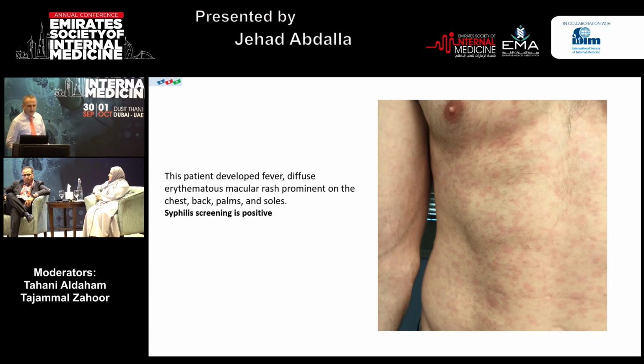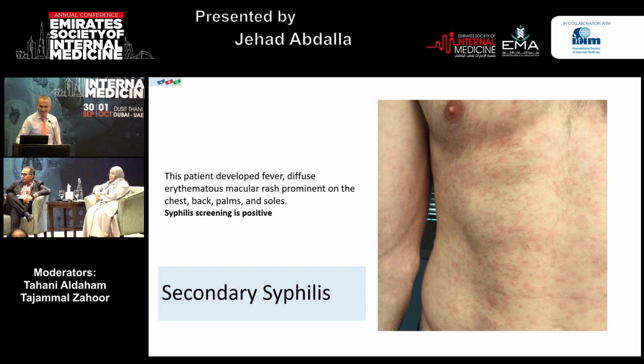So this is a guy with positive syphilis screening and skin rash. What stage of syphilis is this? And it's maculopapular rash all over. Which stage? Secondary. What's the primary? It's a painless ulcer in the genital area.